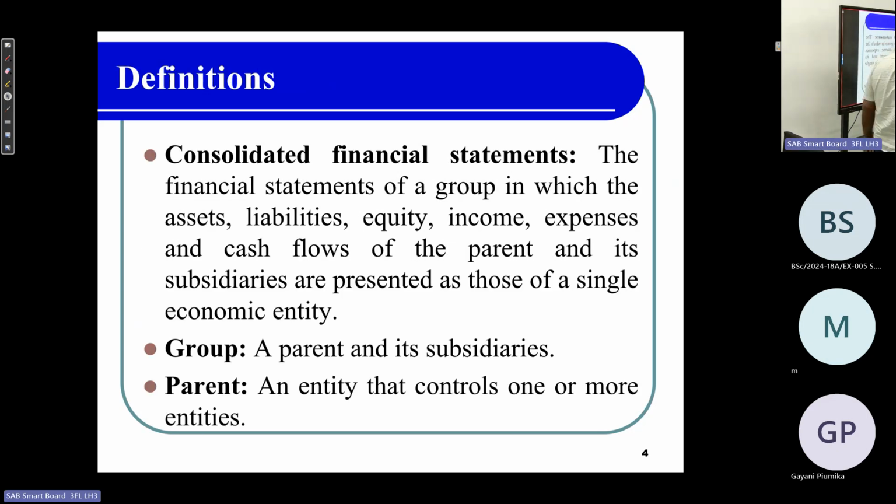Consolidated financial statements. What do you mean by that? First, we'll talk about parent. What is parent? Who is parent? Entity which controls one or more entities, subsidiaries, right? Entity that controls one or more entities.